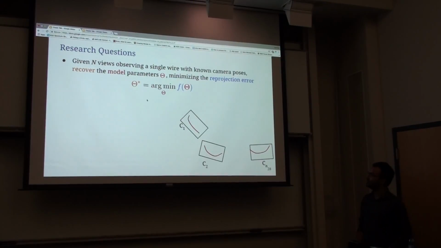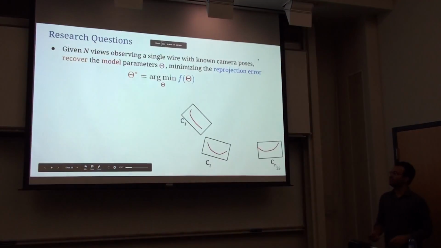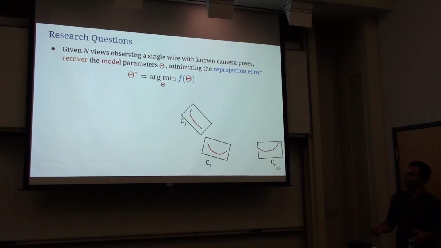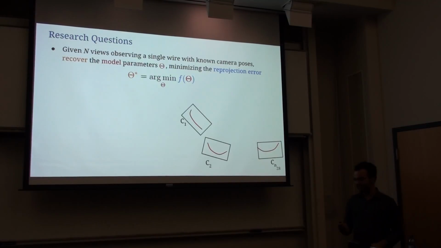Okay. So the research questions that we are trying to ask here are: we'll be given at test time some segmentations with known camera poses. There's some model, I'm not telling you what the model is right now, and there is some objective function, the reprojection error, which we have to minimize. That's the idea. The model looks kind of like this.